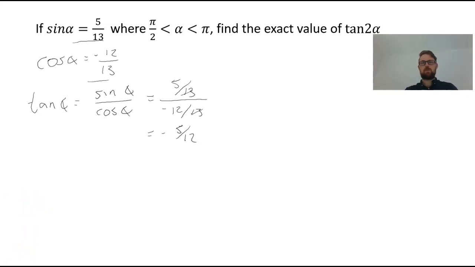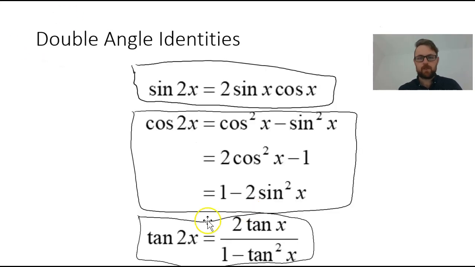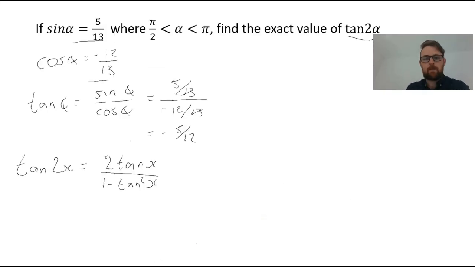So the identity we're going to use, because we've been asked to find tan 2 alpha, is that last one. So tan 2 alpha equals 2 tan x over 1 minus tan squared x. So let's put that in. Okay, so here's the identity. Now we're going to do 2 times tan x. Now we've just worked out, or alpha, doesn't matter, in our case, it's negative 5 over 12.